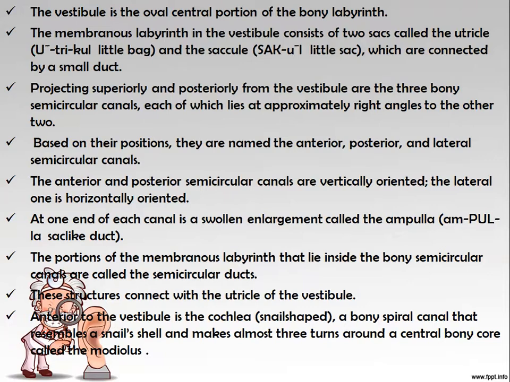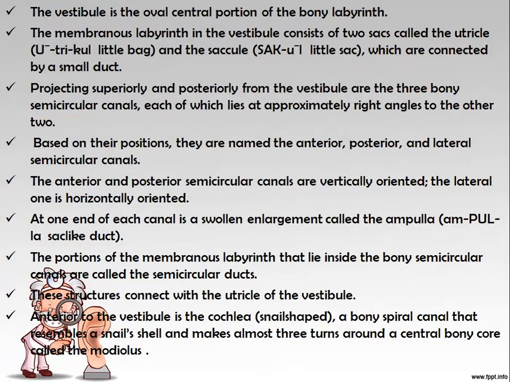The vestibule is the oval central portion of the bony labyrinth. The membranous labyrinth in the vestibule consists of two sacs called the utricle, which is a little sac, and the saccule, which is a little sac, which are connected by a small duct.